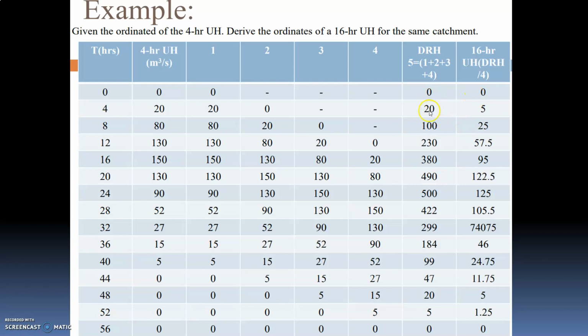So this is 0. 20 divided by 4 is 5, 100 divided by 4 is 25, 230 divided by 4 is 57.5. Like that, all these values have to be divided by 4. So you will get this. This is the 16 hour unit hydrograph.